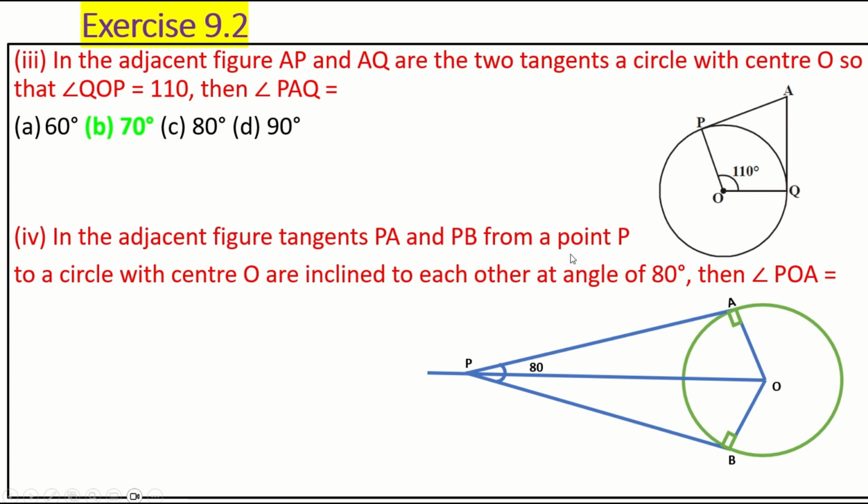In the adjacent figure, PA and PB are the tangents to the circle. This is exactly the reverse of the question asked before. He has given the angle at P, which is 80 degrees, and he is asking for half of the angle made at the center. So if this is 80 degrees, the angle made at the center will be 100 degrees. The total angle is 100, and half of it, that is angle POA, will be 50 degrees. Okay, next.